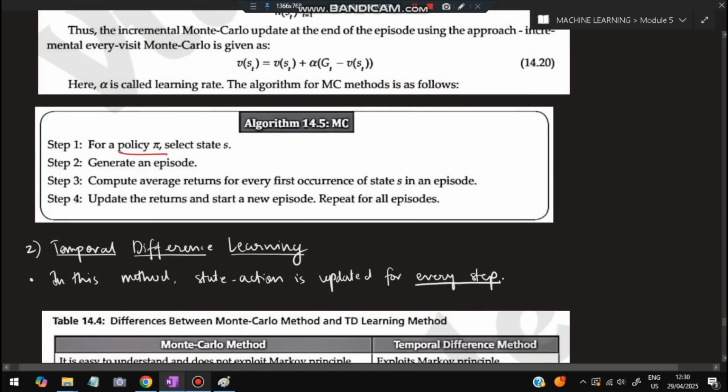4 steps algorithm. For a policy pi, select the state S, generate an episode. Episode means a path. Generate a path, compute the average returns, and update the returns and start a new episode. Repeat it for all the episodes, means for different types of paths.